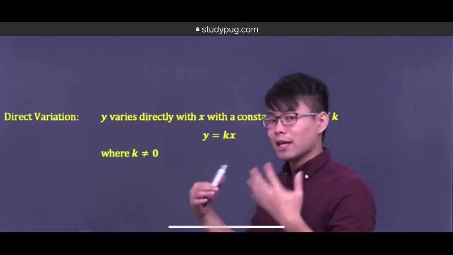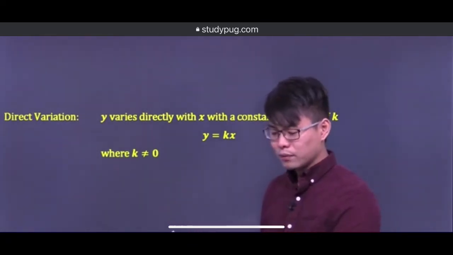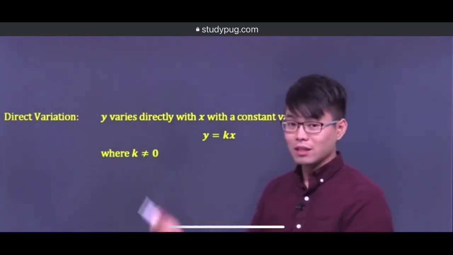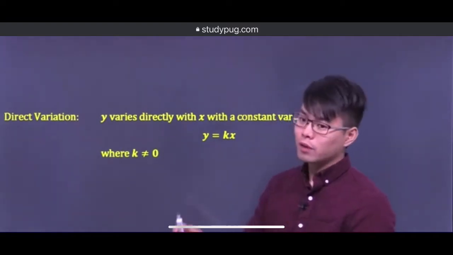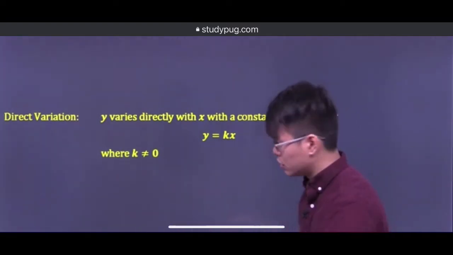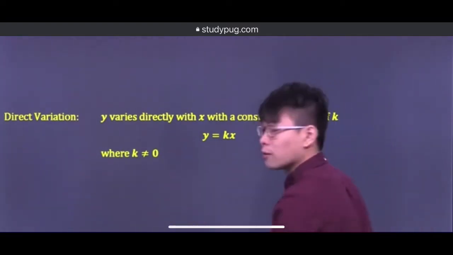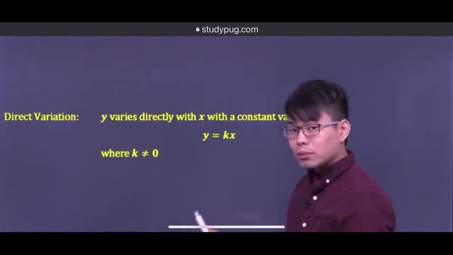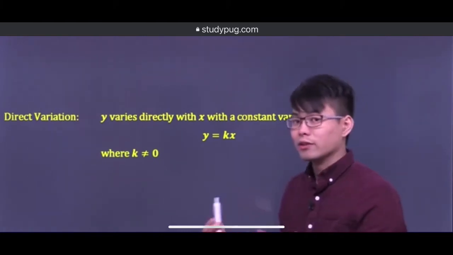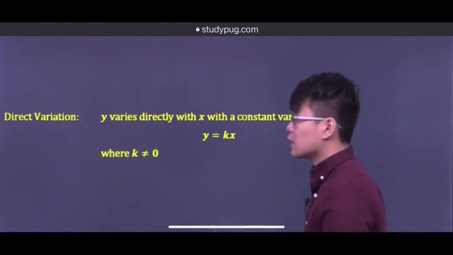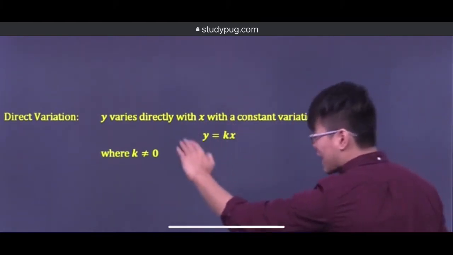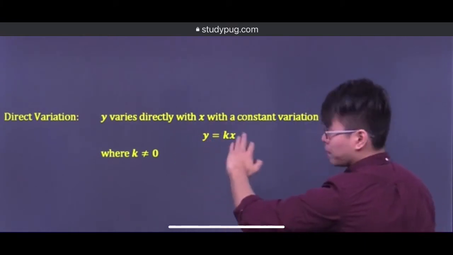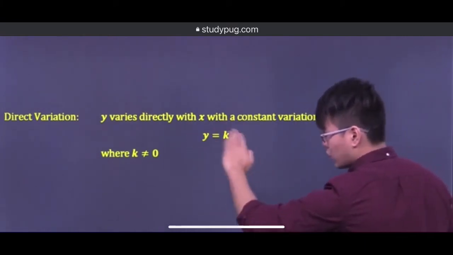K can be any number. It can be a positive number, it can be a negative number, it can be a decimal number, a fraction, a root number, anything but 0. So for a table of values to be considered a direct variation, it needs to satisfy this relationship. It needs to satisfy this equation.